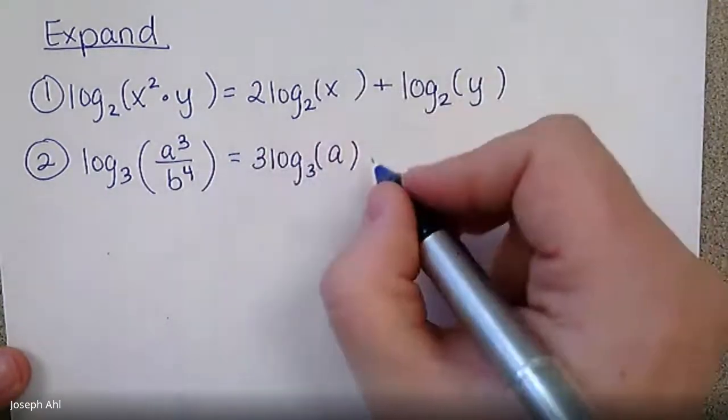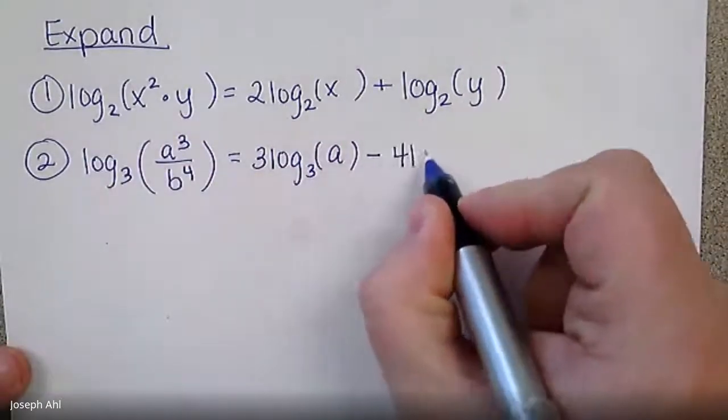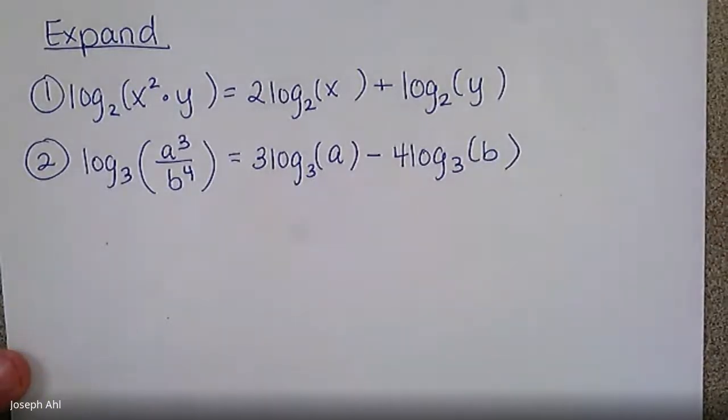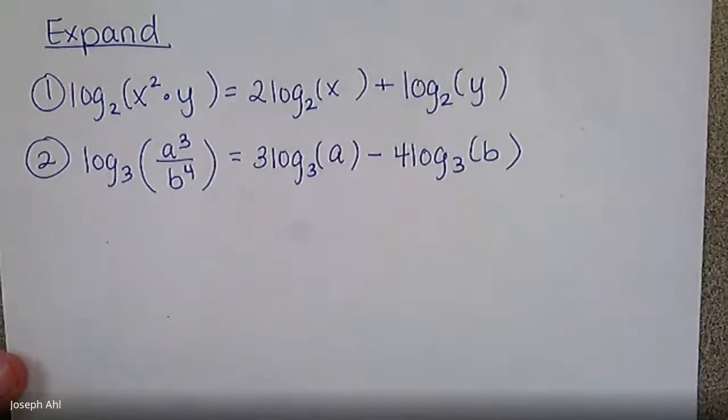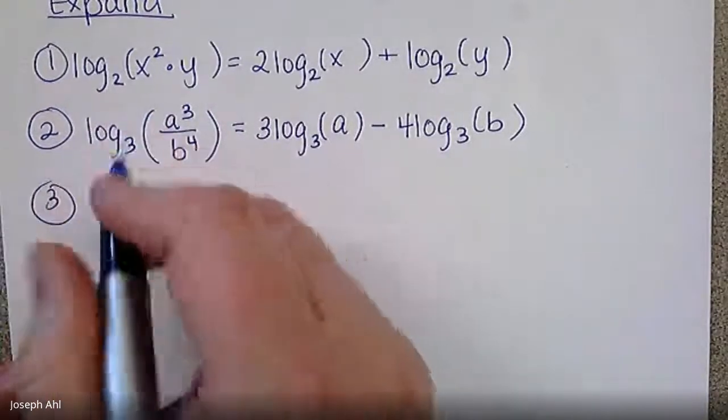When we expand division, it becomes subtraction, and then that exponent's going to come to the front. So 4 log base 3 of b. And that's as far as we can go with the expansion of this expression on the left-hand side. All right, just a couple more.